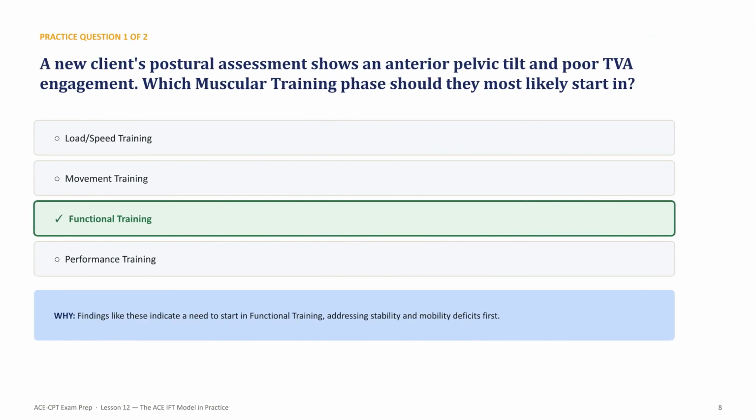Let's test this with a practice question. A new client's postural assessment shows an anterior pelvic tilt and poor TVA engagement. Which muscular training phase should they most likely start in? Your options are load and speed training, movement training, functional training, or performance training. Take a moment to think it through. The correct answer is functional training. Here's why. Findings like an anterior pelvic tilt and poor TVA engagement point to underlying stability and mobility deficits, and those need to be addressed first before a client can safely progress into more dynamic movement or loading phases.